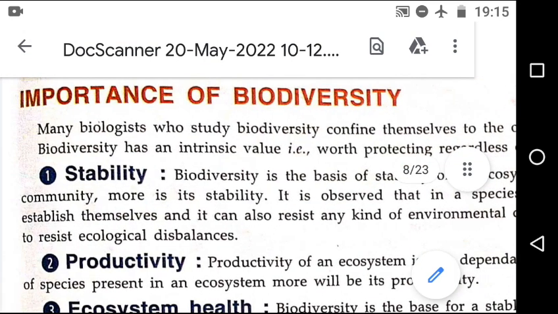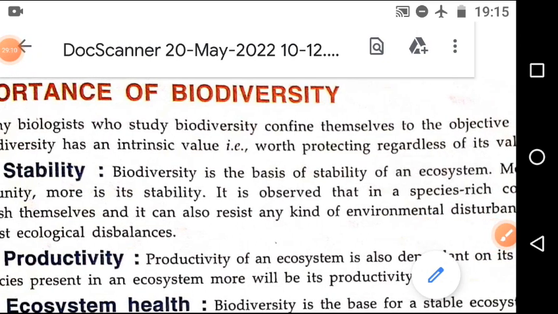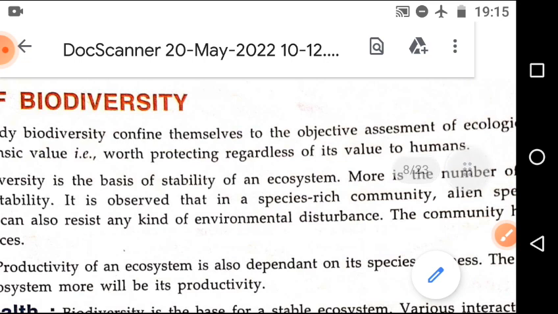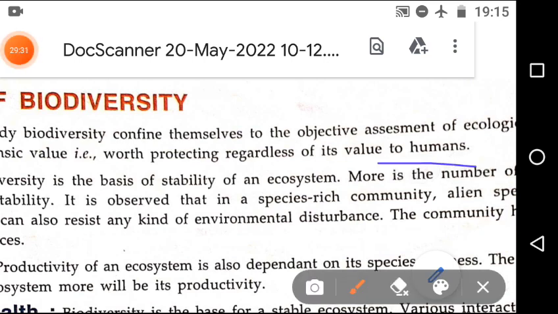Biodiversity, from this line, has an intrinsic value. It is not like you will see from outside. You will not see the benefits outside. Actually, the benefits of biodiversity are inside. Okay, so it has intrinsic value, worth protecting regardless of its value to humans. Well, we will not see the value to humans, but it has an internal importance actually. So what are the internal importances?